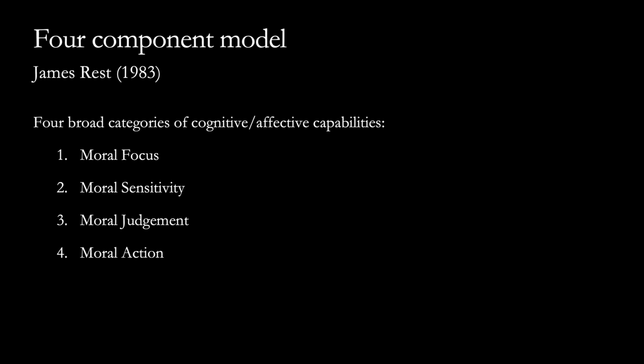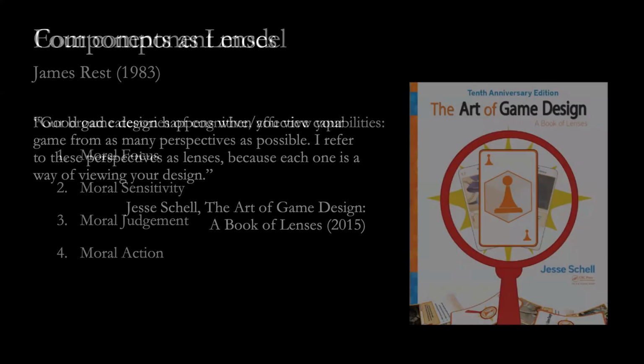Judgment refers to our ability to actually make moral decisions, to reason about morality and think about morality in terms of codes and rules and ethical systems. And finally, moral action is basically putting all of the previous three components into action. It's the doing part of morality. It involves perseverance, sticking to it, and being moral in the face of adversity.